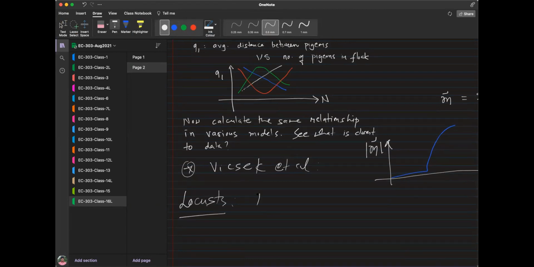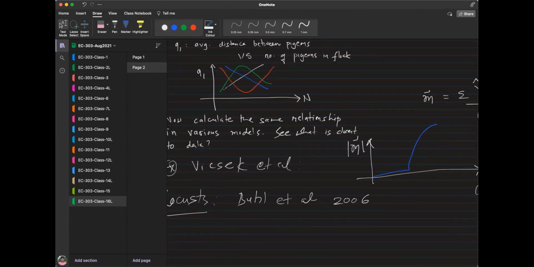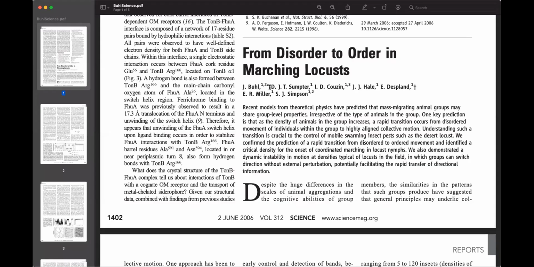There is a paper from 2006, and let me see if I actually have it, so I can even show the graphs they found. Let me stop sharing this and share my video. Okay, this is from the paper on disordered order in marching locusts.